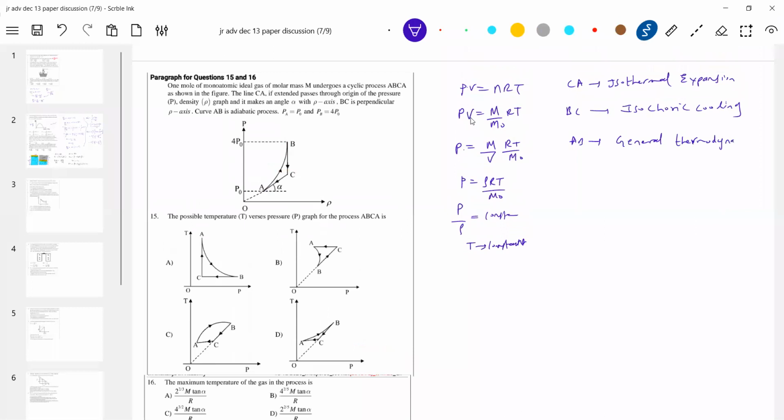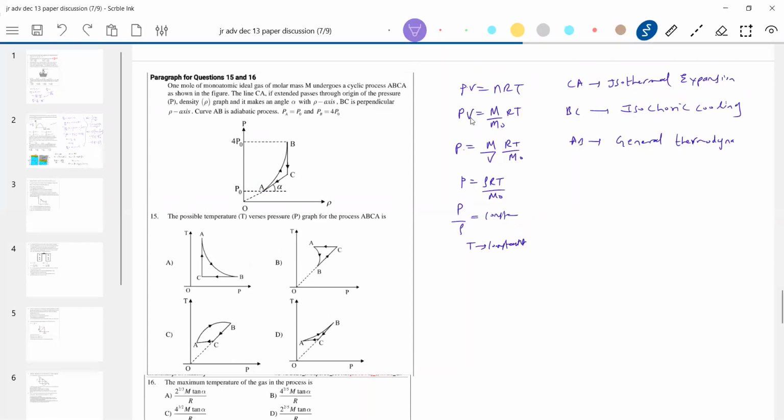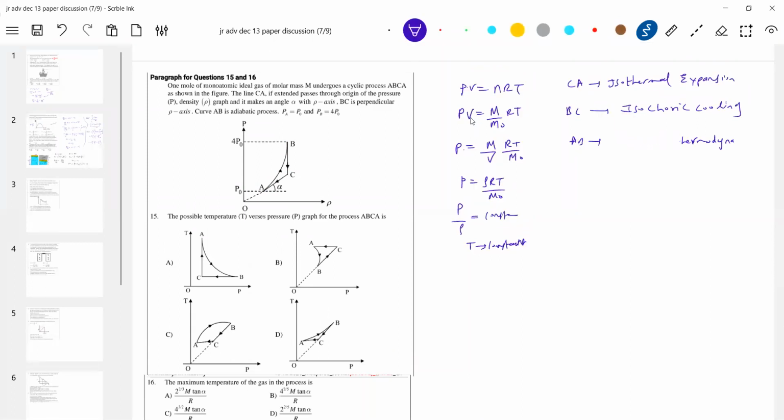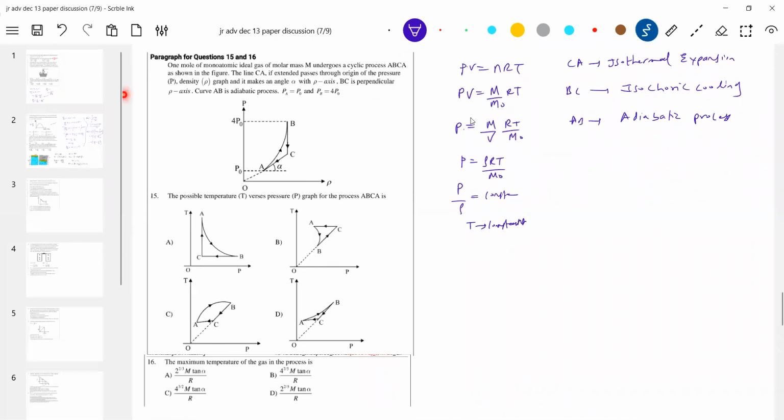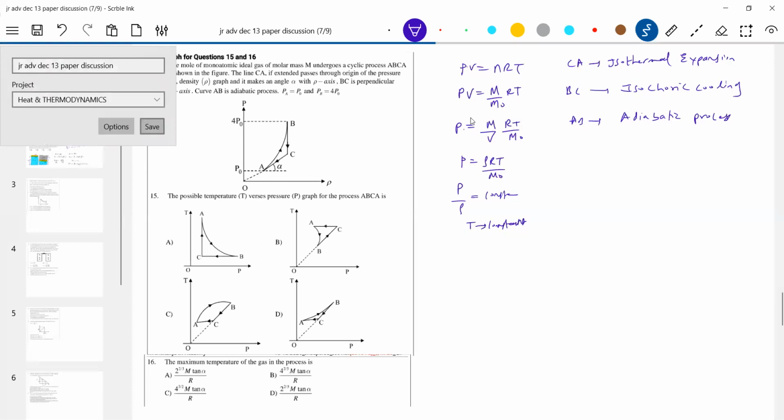Sir, he gave AB is adiabatic, sir. Himself he said, where? Last line, sir. AB is adiabatic. Okay, then we can do something. If it is an adiabatic process, okay, this much we have. Identifying this one. What I suggest to students, the worst case, you can have plotted equivalent graphs.